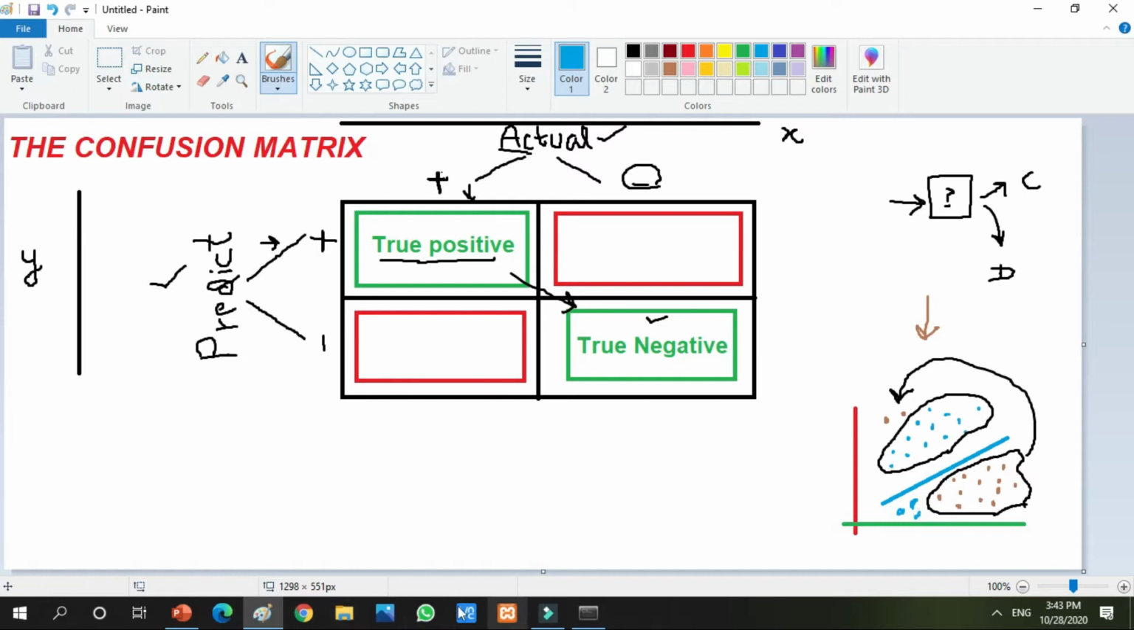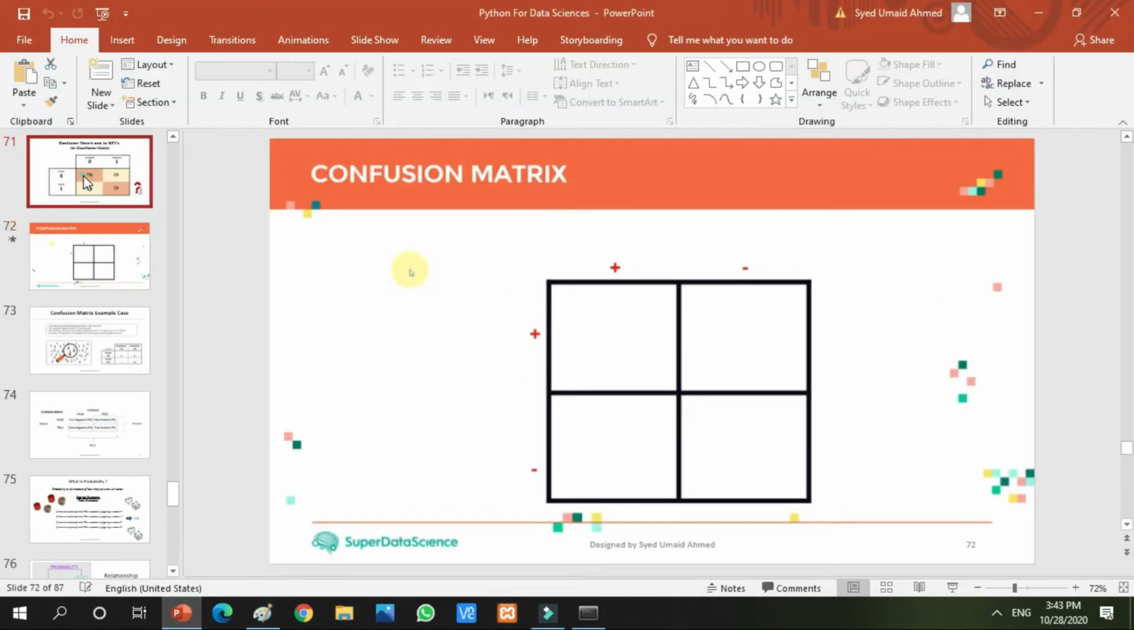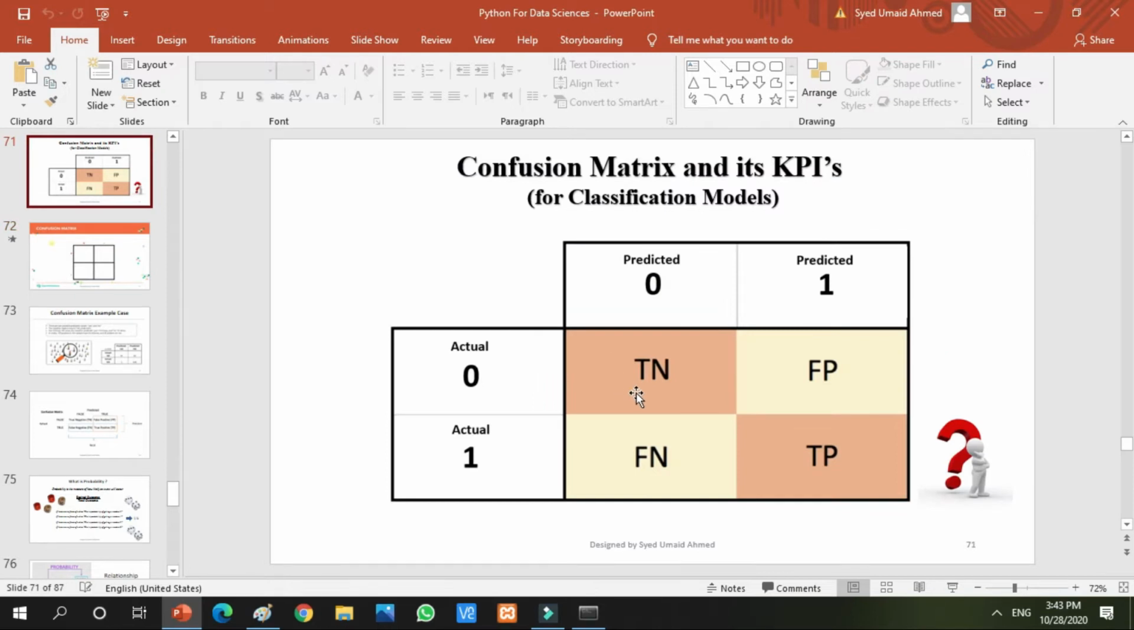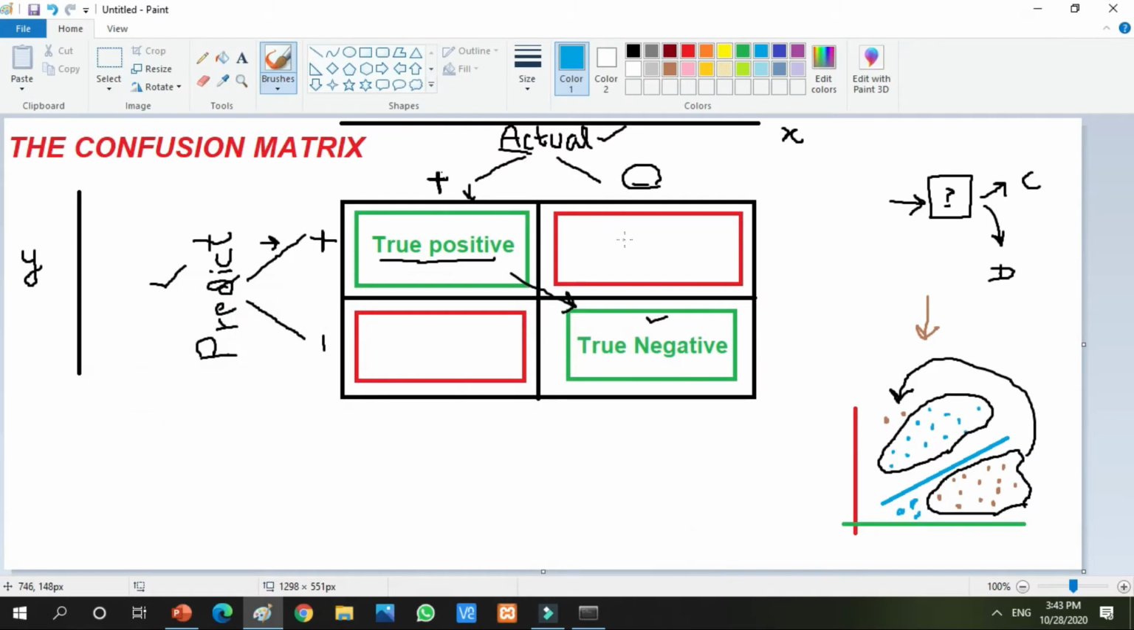So still two boxes are remaining. What are these two boxes? I have told you true negative and true positive. The boxes remaining are false positive and false negative. So I am writing here FP, false positive. What does false positive mean? Suppose in actual there is not a dog, the actual is negative, but the model says that it is a dog. So the model is making the wrong prediction. It is known as false positive.